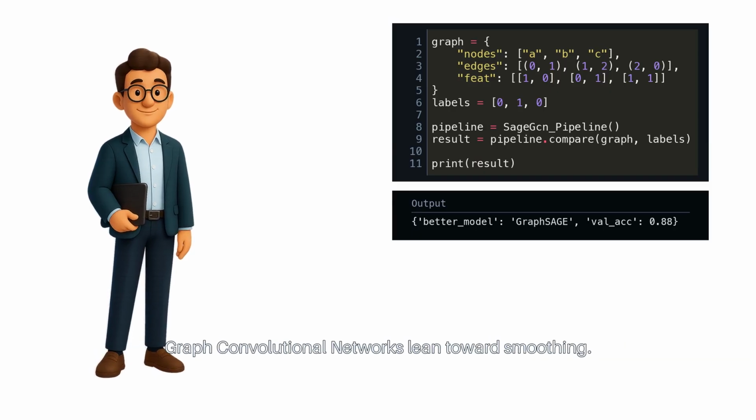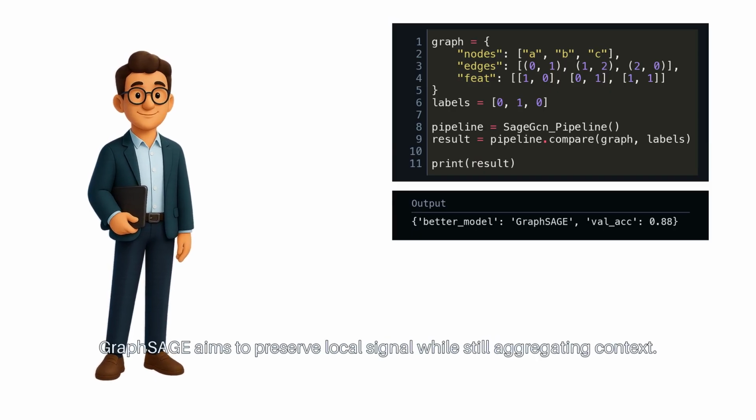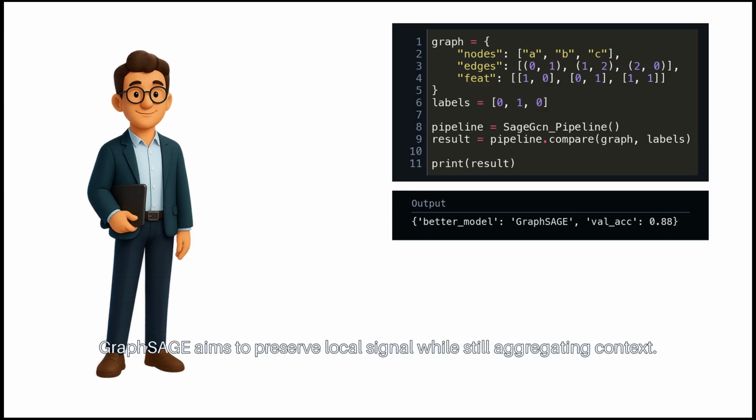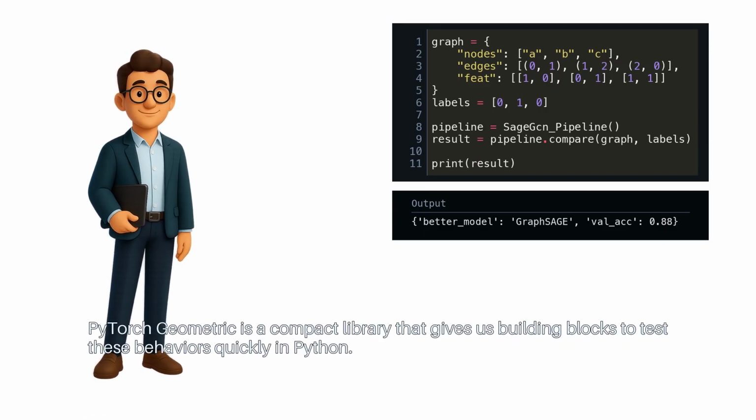Graph convolutional networks lean towards smoothing. GraphSAGE aims to preserve local signal while still aggregating context. PyTorch Geometric is a compact library that gives us building blocks to test these behaviors quickly in Python.